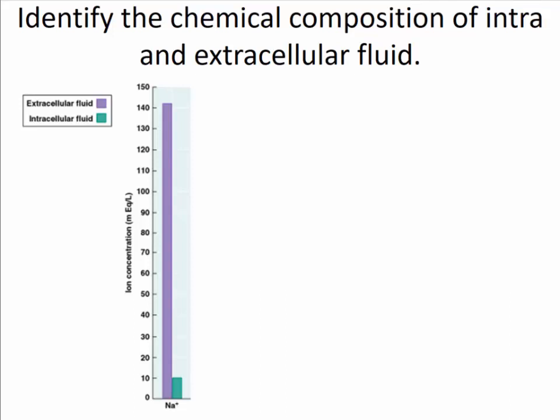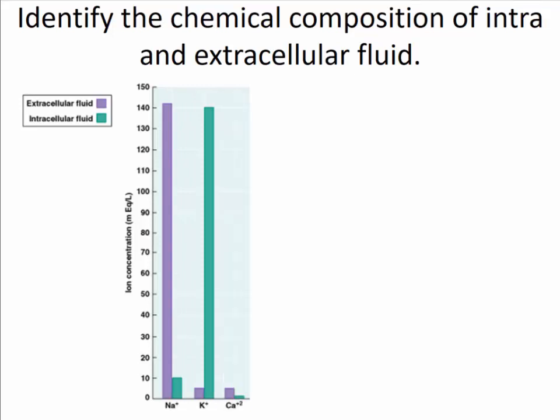For sodium, sodium is the major extracellular ion in the body. There's a little bit of it intracellularly, but most of it is found outside of the cells. Potassium is the opposite, with most of it being found inside the cells. Calcium is found mostly outside of our cells, though there's not nearly as much as you can see relative to the sodium and the potassium.